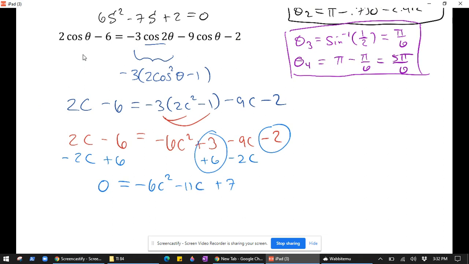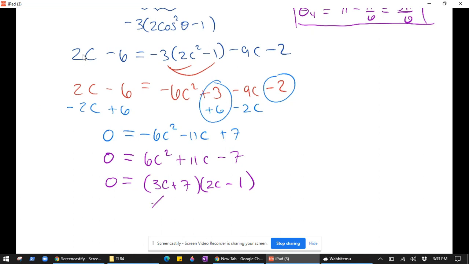Okay. Let's multiply through everything by negative 1 so that I have a positive leading coefficient. So multiplying through by negative 1 gives you positive 6c squared plus 11c minus 7. Take some time to try to factor this. I think you end up getting 3c plus 7 and 2c minus 1. Let's just take a second and double check that. That looks right. Good, so this tells us that c is equal to negative 7/3, and this tells us that c is equal to a half.